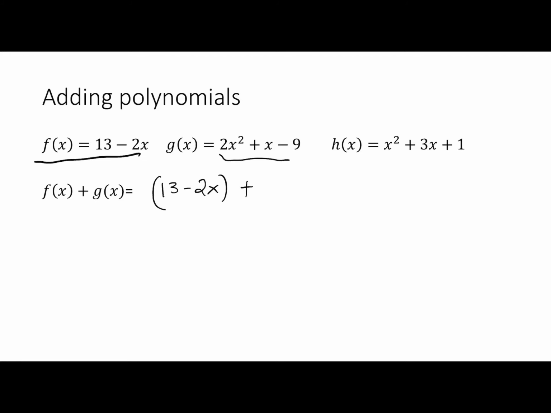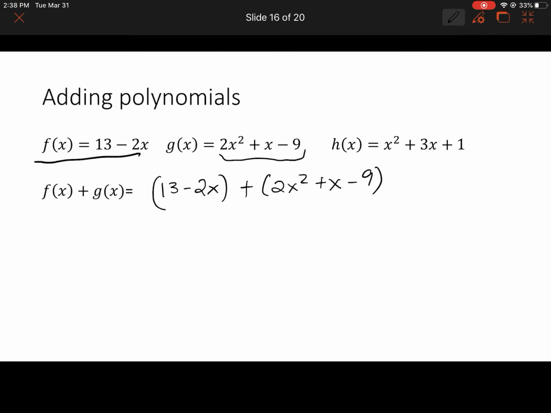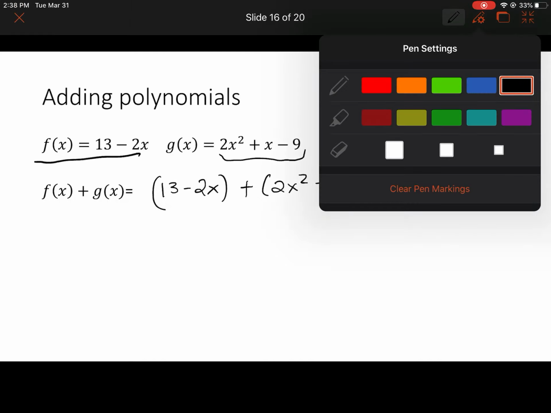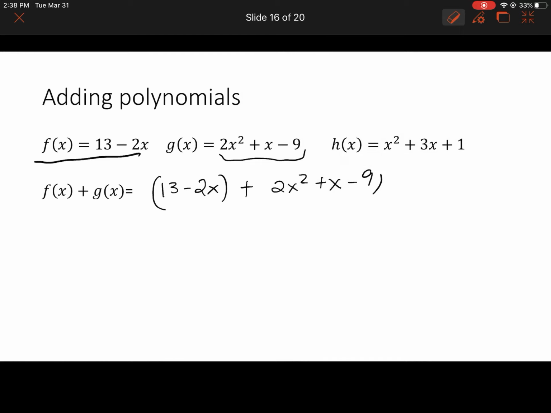Next we're going to add g of x. That means that we're going to add this equation right here. 2x squared plus x minus 9. What you want to do here is actually get rid of the parentheses if you're ever adding them. You actually don't really need them in this case. Let me go ahead and erase them. At this point the equation has not changed. If you're adding them, that is. If you're subtracting them, that's a different story.